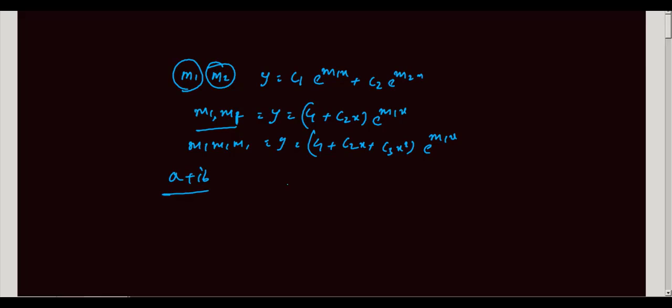If at all I have a plus ib, so what is the solution to this? e power ax, c1 cos bx plus c2 sin bx, okay?